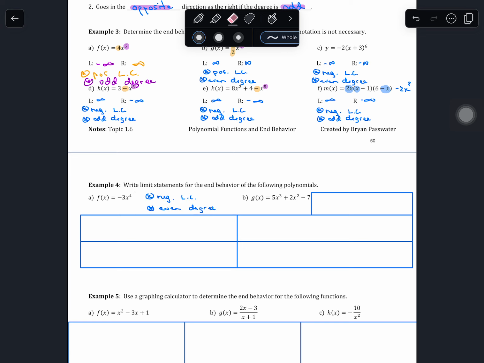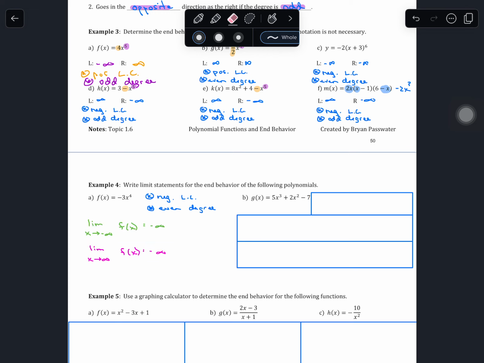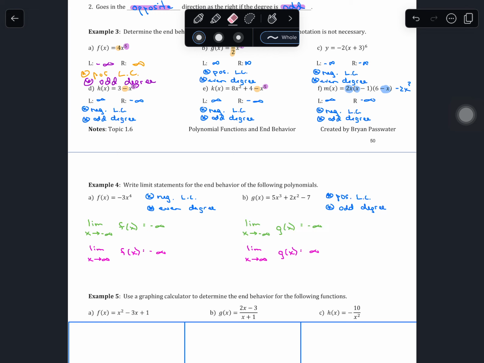Okay, so when I did this, I noticed I had a negative leading coefficient and an even degree. So I have those two limit statements. They both go to negative infinity, and they both have to be negative infinity because it's that negative leading coefficient. For B, I noticed I had a positive leading coefficient and I had an odd degree. So that means on the right, I go to infinity, and because it's an odd degree, I have to start the opposite direction at negative infinity.